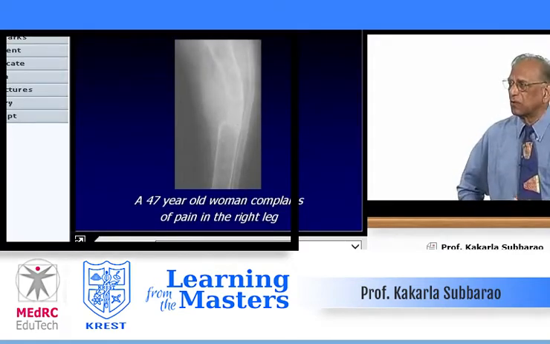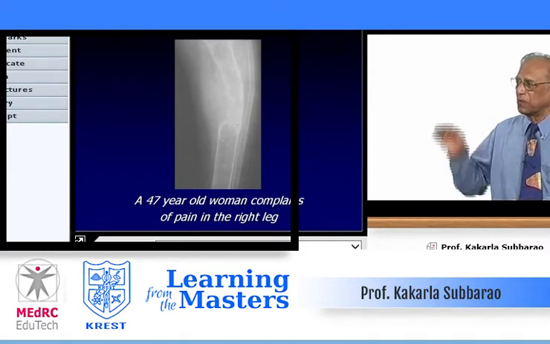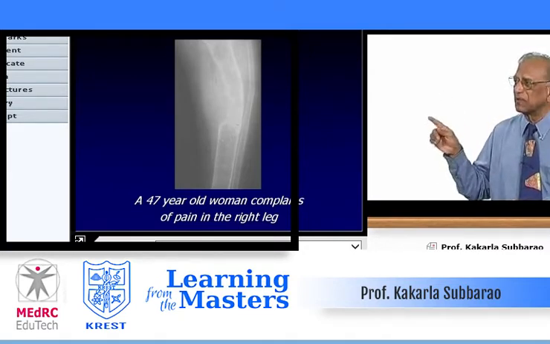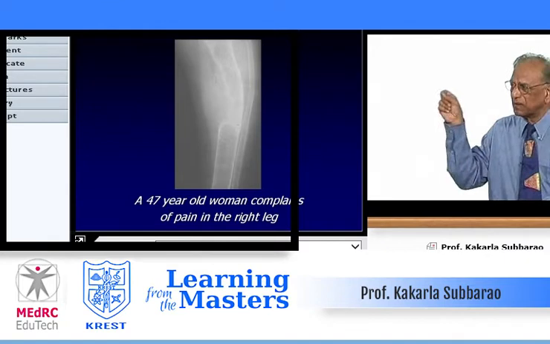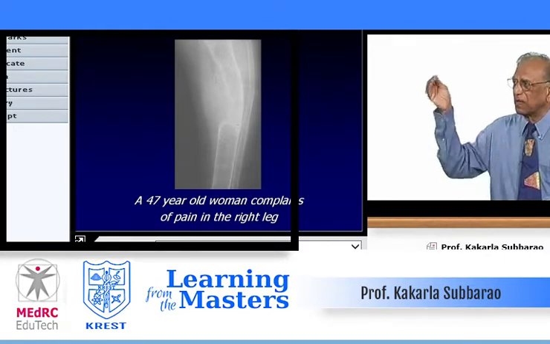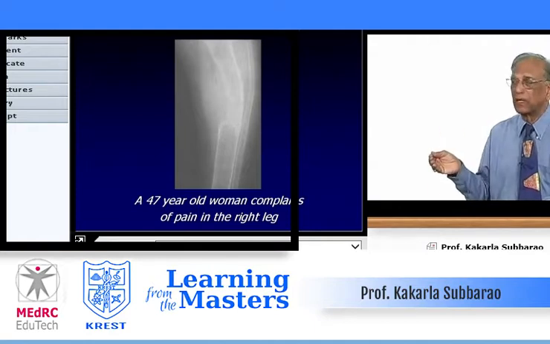A 47-year-old woman complains of pain in the right leg. What do you see? Erosion, a soft tissue mass, cortically oriented. And then if you look at the rest of the bones, they're osteopenic. Look at the thin cortex, pencil line cortex, and almost no spongiosa. So some underlying osteopenia with a cortically oriented lesion.